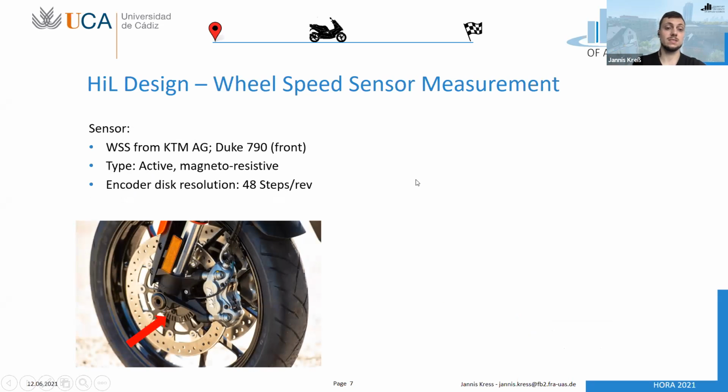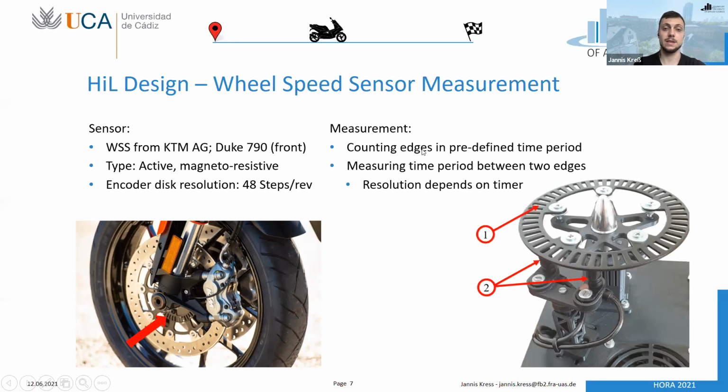Let's talk about the wheel speed sensor measurement itself. The sensors used are wheel speed sensors from the very popular motorcycle company KTM, more precisely the Duke 790, the front wheel, and the type is an active magnetoresistive sensor, and the encoder disc has 48 steps per revolution. And here in this image, this is the setup of the normal front wheel of the motorcycle. Here you can see the encoder disc, and this cable belongs to the single sensor placed in the center of the wheel. And there are two possibilities of measuring the speed.